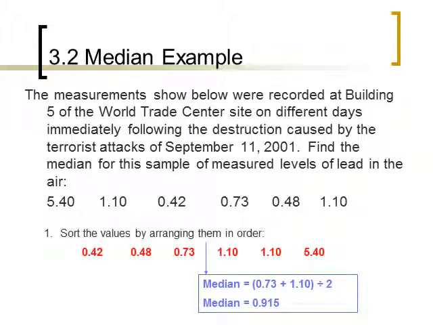If you're typing this in your calculator, you do need to put the parentheses around the 0.73 plus 1.10 before you hit divide by 2. So the median is 0.915.